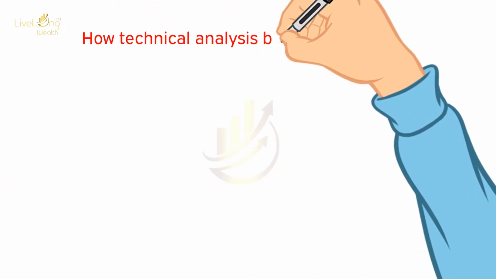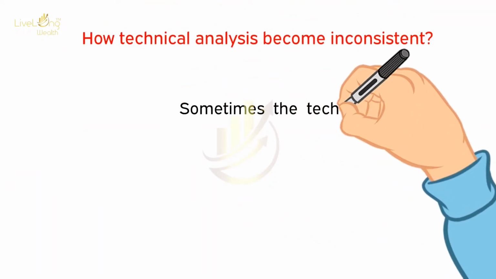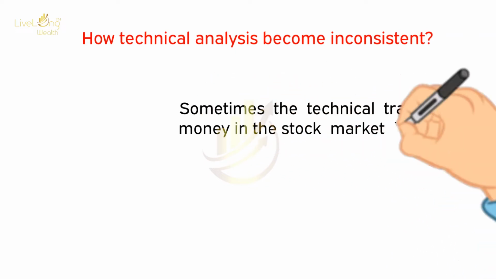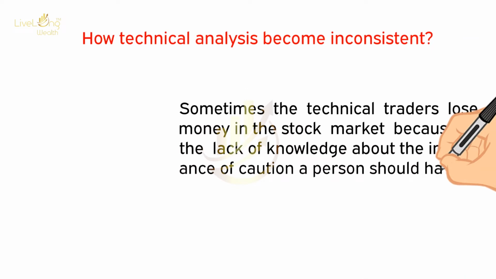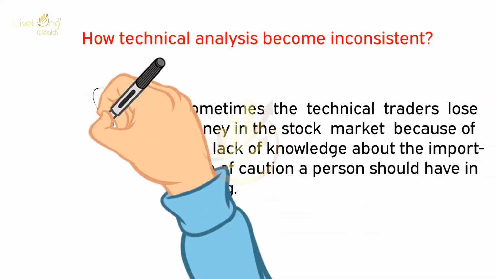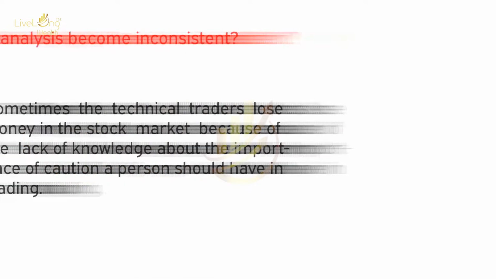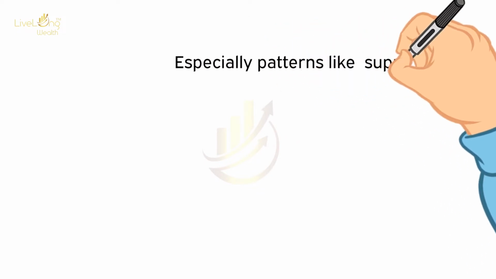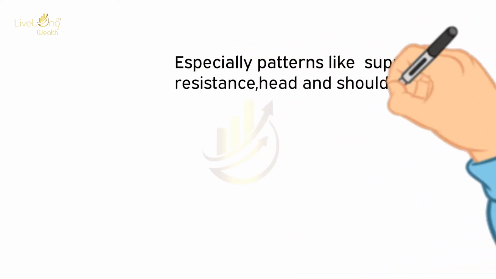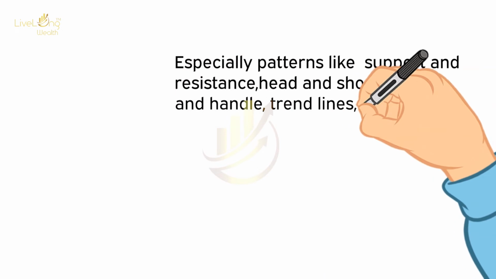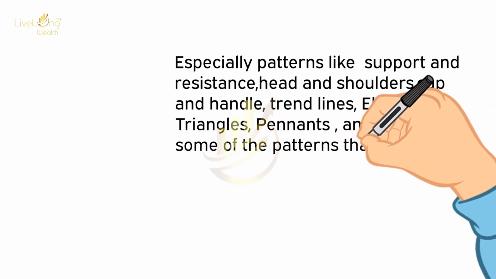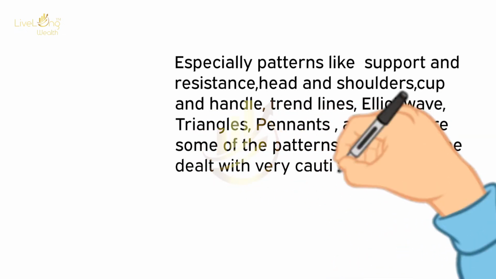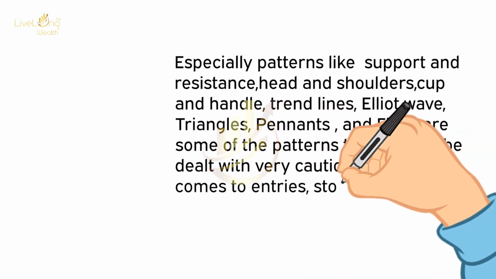How technical analysis becomes inconsistent. Sometimes technical traders lose money in the stock market because of the lack of knowledge about the importance of caution a person should have in trading. Especially patterns like support and resistance, head and shoulders, cup and handle, trend lines, Elliott wave, triangles, pennants, and flags are some of the patterns that need to be dealt with very cautiously when it comes to entries, stop loss and exit points.